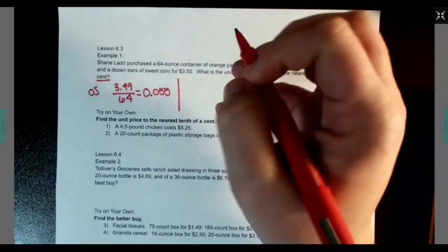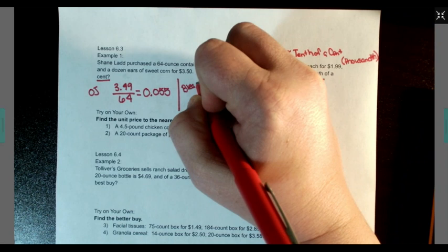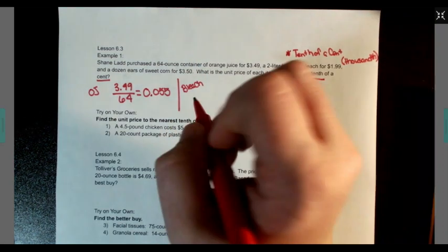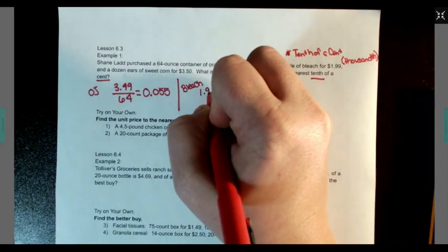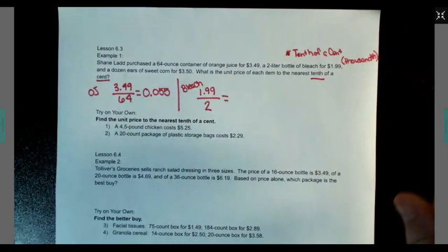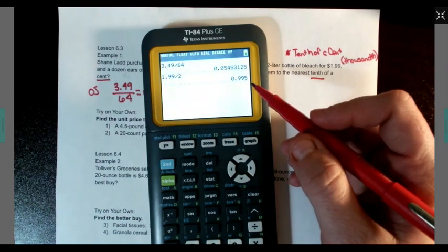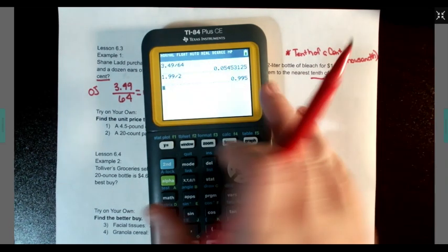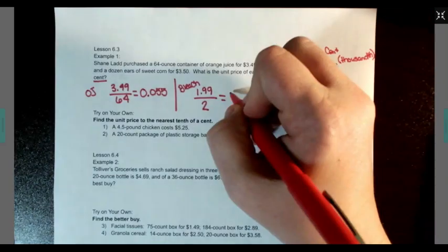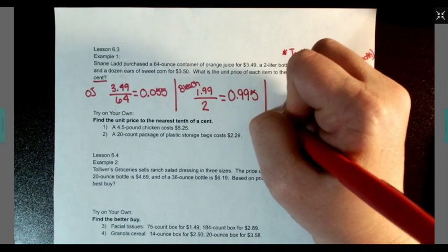Let's take a look at our bleach. Take our cost of $1.99, divide by our measure, which is 2. This only went out to the thousandths place, so there's no rounding off here. This is 0.995.